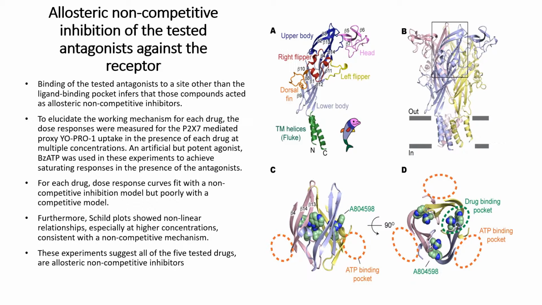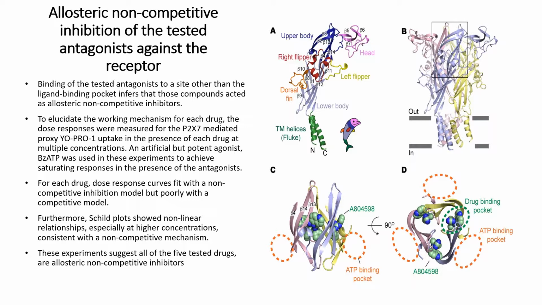allosteric non-competitive inhibitors. To elucidate the working mechanism for each drug, the dose responses were measured for the P2X7-mediated proxy Yopro uptake in the presence of each drug at multiple concentrations. An artificial but potent agonist BZ-ATP was used in these experiments to achieve saturating responses in the presence of the antagonists. For each drug, dose-response curves fit with the non-competitive inhibition model but poorly with the competitive model.